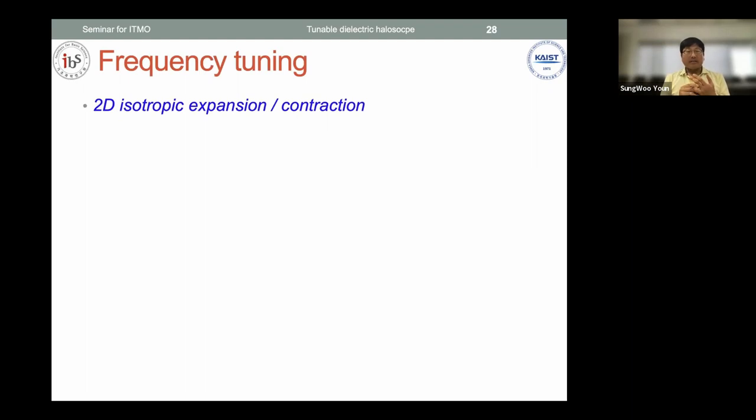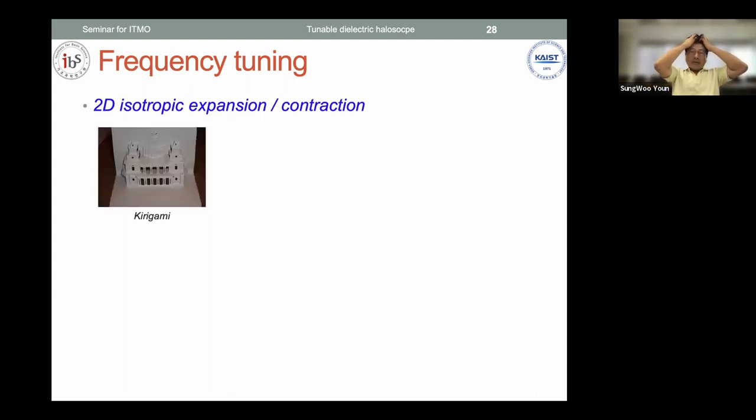Now the real matter is how we want to tune the frequency itself. Even though ARPA demonstrated a frequency tuning mechanism using a one-dimensional way, which is a very nice one, ideally we want a two-dimensional isotropic expansion or contraction at the same time, something like that. Okay, so the idea is we came up with it inspired by kirigami.